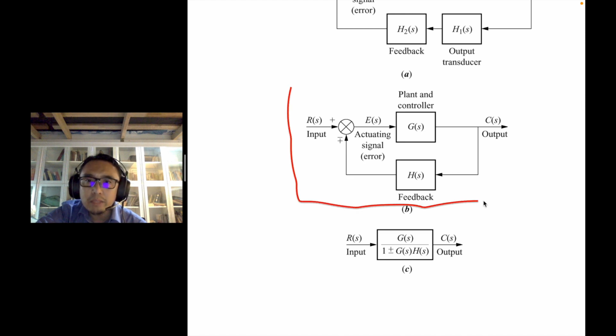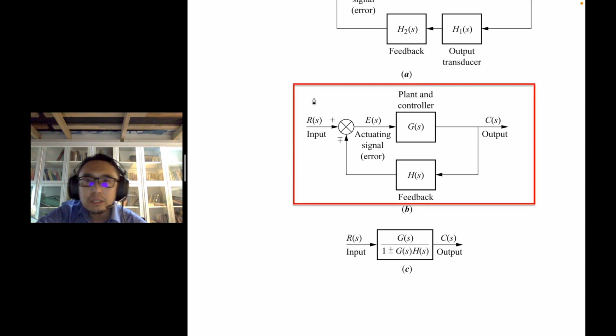so we combine the sensors, the plant and controller together in this case. If we have R, E, C, so we have 3 signals here. We have R, C, and we label the output going out of the summing junction as E, which is the error. And we have the plant and the controller G and H.